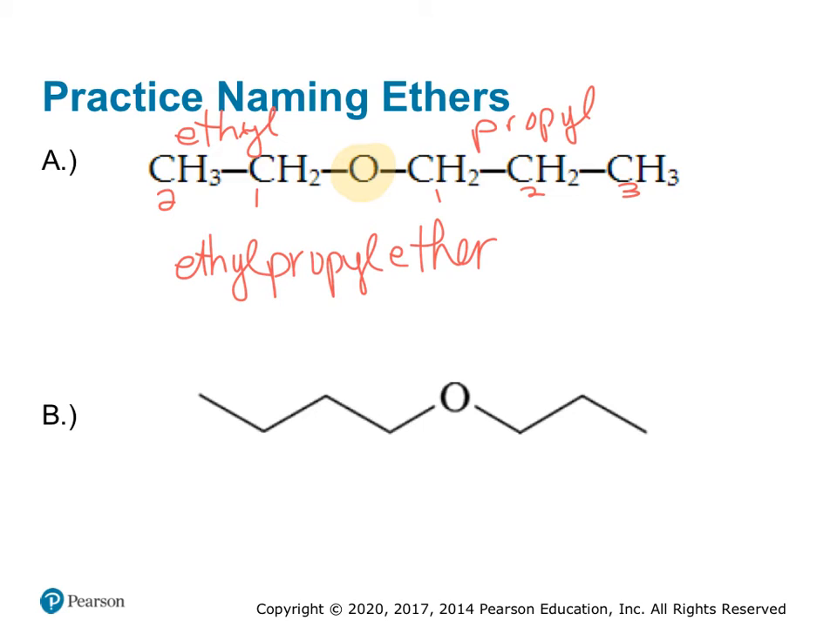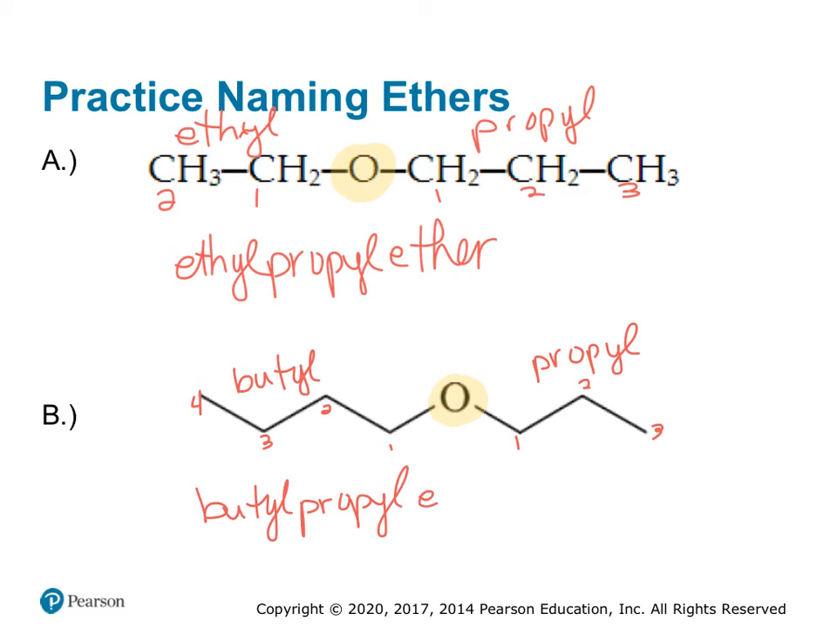Looking at the second example, here's my oxygen in the center. Starting to count, I have 1, 2, 3, 4. That is a butyl group. And then I have 1, 2, 3. That makes that a propyl group. So then this one would be butyl propyl, first alphabetical, ether.